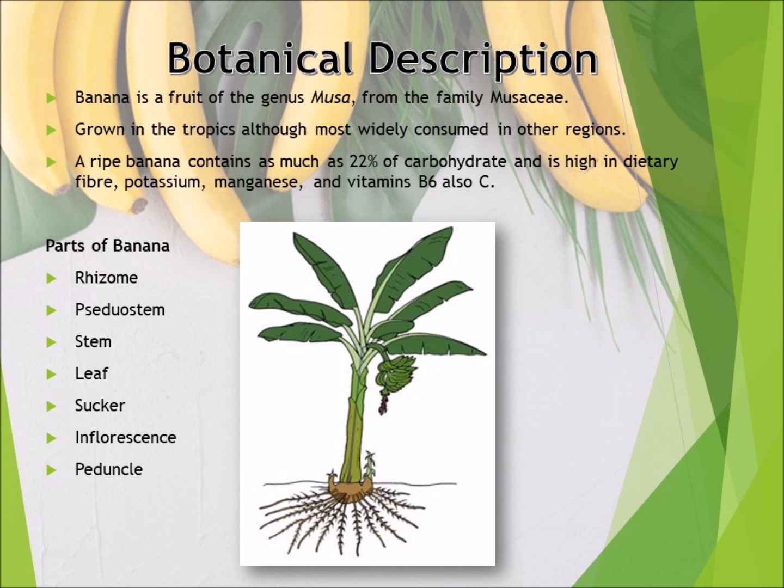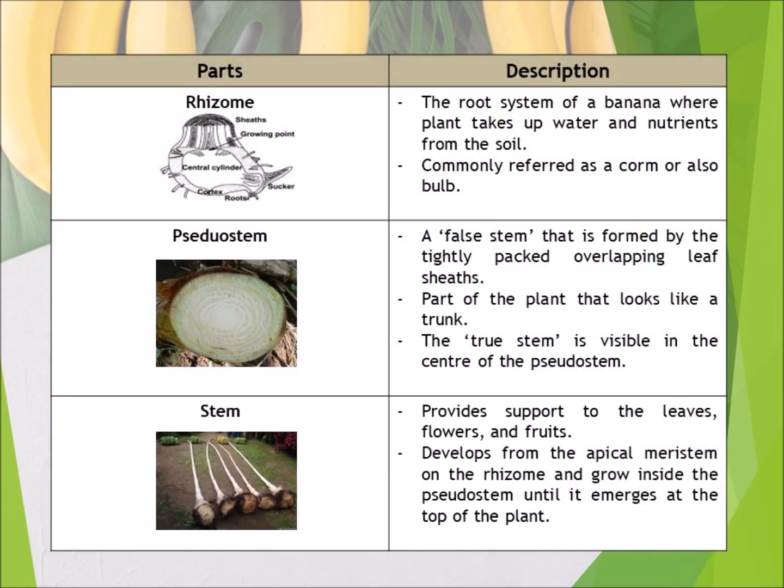Now, we move to the parts of a banana tree, which consists of 7 parts: rhizome, pseudostem, stem, leaf, sucker, inflorescence, and peduncle. Rhizome. Rhizome is the root system where the plant takes up water and nutrients from the soil. Another name for rhizome is corm or also bulb.